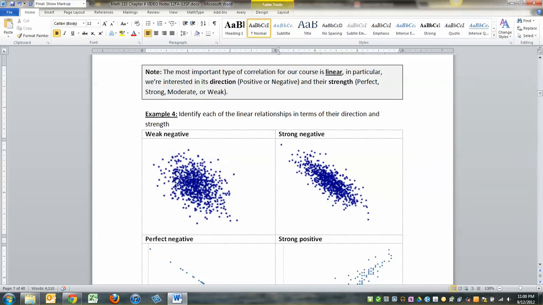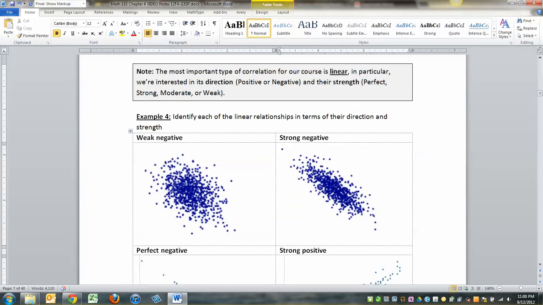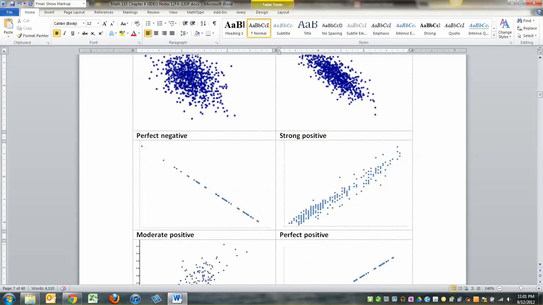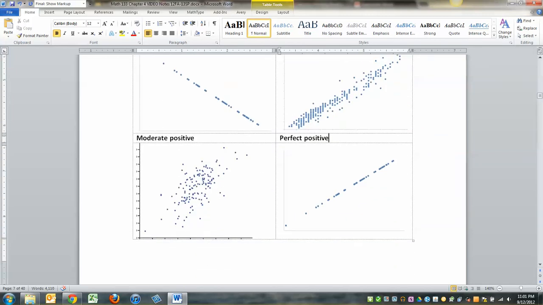All right, let's see if your answers agree with mine. So I put weak negative up here for this one. I put strong negative for that one. Could be moderate. I'm not really sure. This one's perfect negative right here. This one's strong positive. That's definitely strong. Here we go. And then this one's moderate positive. You can see it's kind of increasing. And this one's perfect positive.